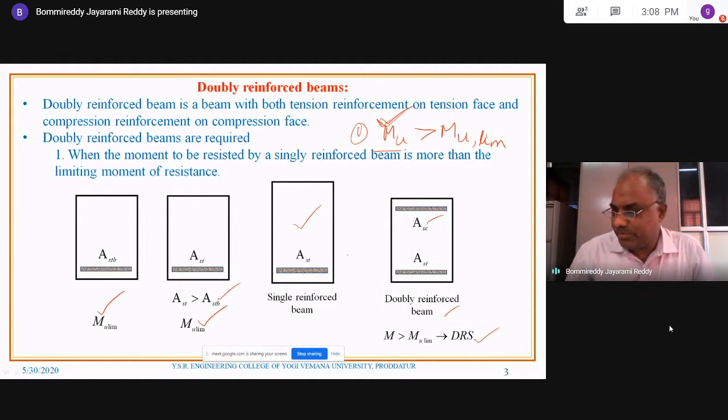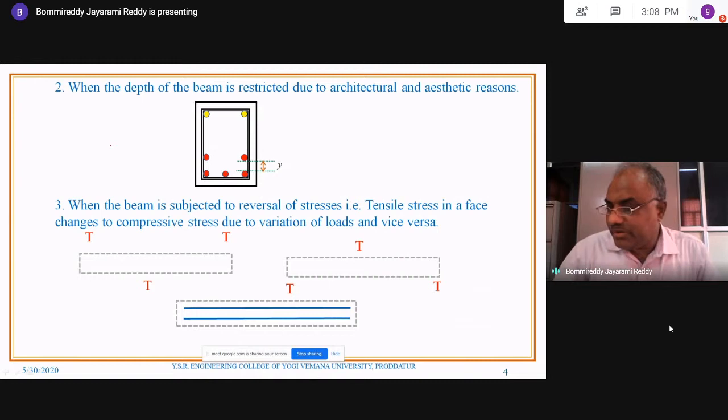So this is the concept of providing compression reinforcement for the beam. And another situation is when the depth of the beam is restricted due to architectural and aesthetic reasons. Sometimes the overall size of the beam is restricted and the moment carrying capacity should be more. In such cases, there is no other alternative except providing compression steel so that the compressive resistance of the section will be more. So this is another situation where we go for a doubly reinforced section.